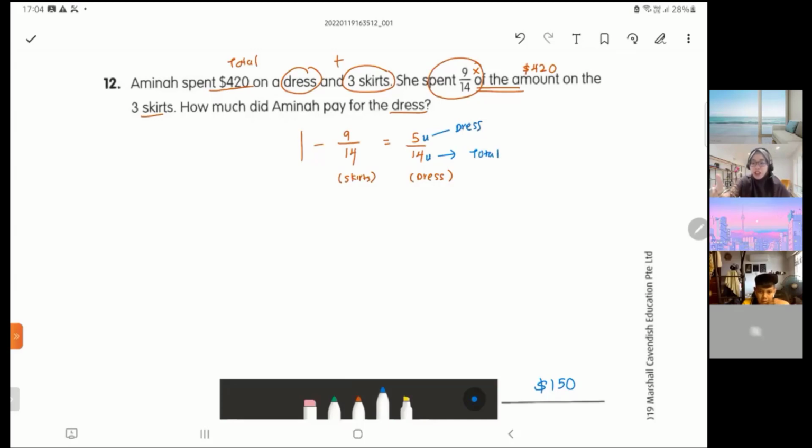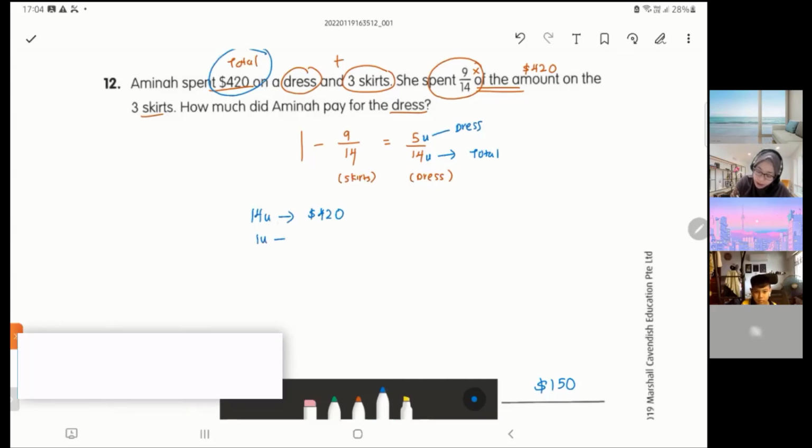Fractions, I repeat this many times, I'm going to repeat it again. Fractions in its simplest form is in its units form already. So 5 out of 14, I cannot simplify, I cannot further reduce, so it is already in its units form. 5 units is my dress out of 14 units, which is my total. Now, do I know my total? Yes, I do. So 14 units represent $420.